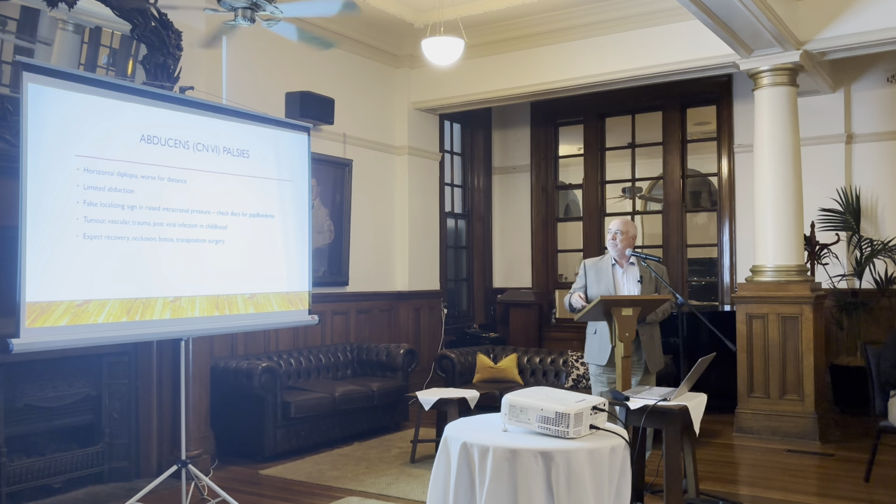Sixth nerve palsies present with horizontal diplopia, which tends to be worse for distance, and there's limited abduction of the eye. The sixth nerve can be compromised by raised cranial pressure because of its course angled over the petrous temporal bone. So sometimes that's a false localizing sign, and the problem might be nowhere near where the course of the sixth nerve is. So it's always worth looking at these people's discs for evidence of papilledema.